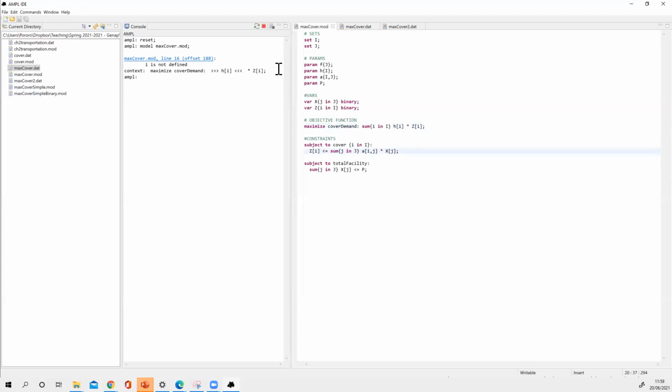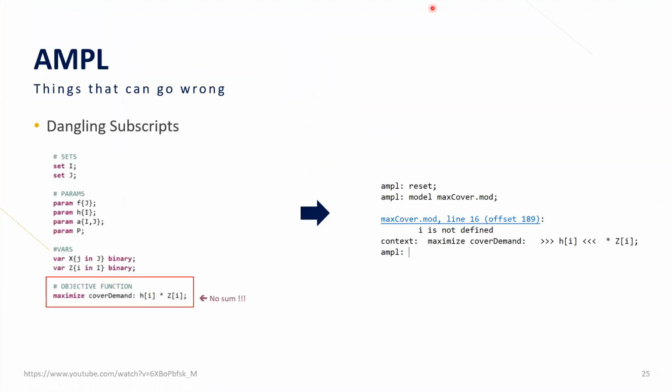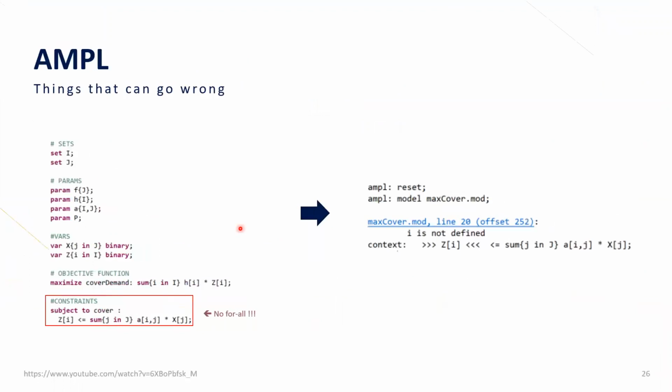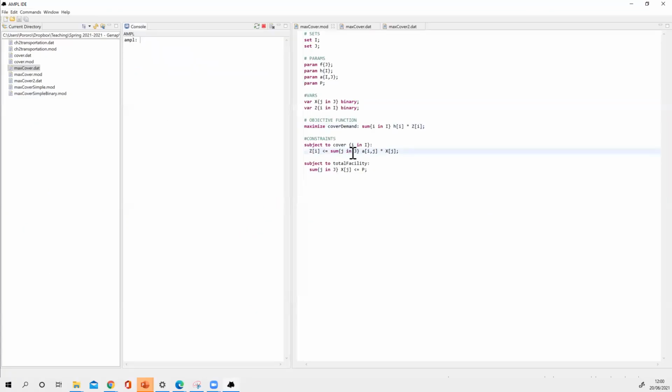Those are one example of an error that might happen. Another example of an error: the dangling variables, or the dangling index, sorry, dangling subscripts, can also happen in the constraint. For example, here, let's say I forgot to use the for all constraint.